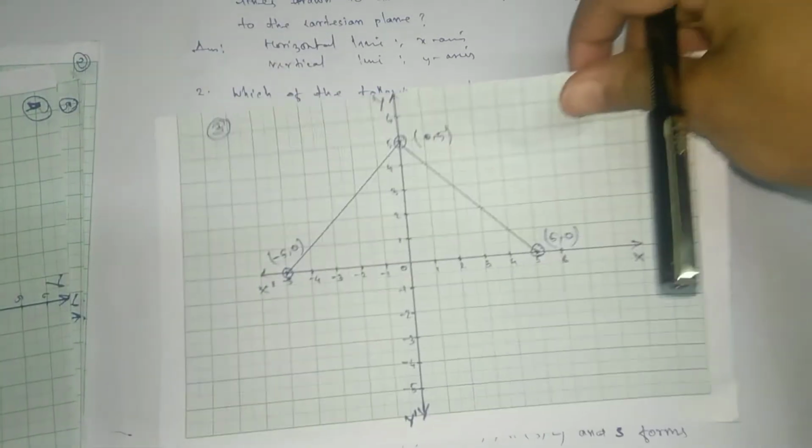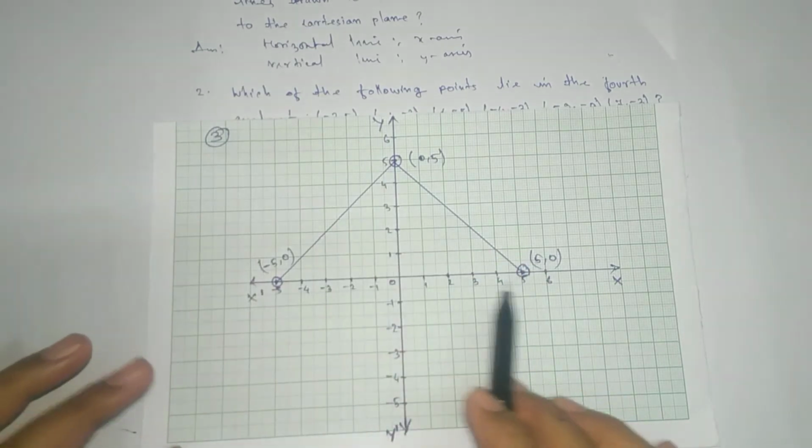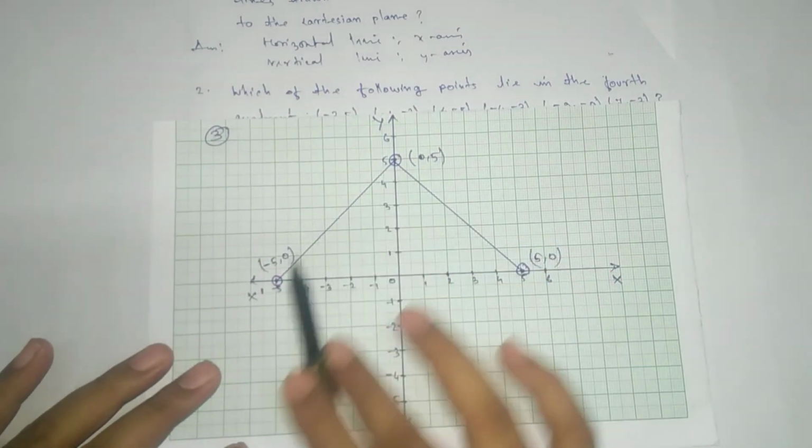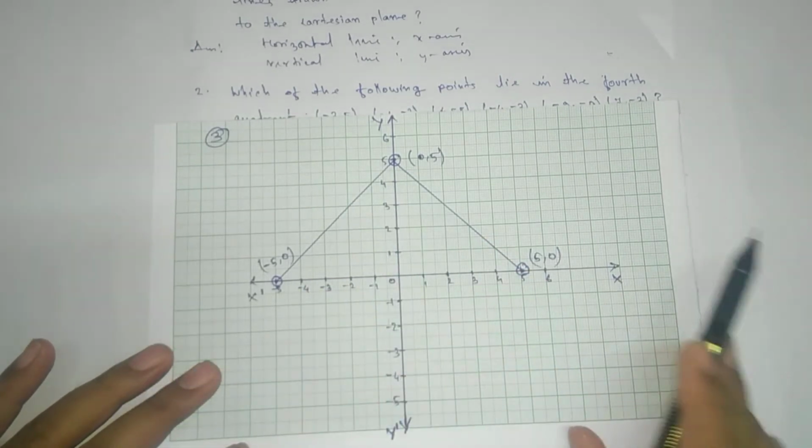So here we have the figure. You can look at the figure here. By looking at the figure, you can see that the distance of this side and this side are equal, but this one is quite different. So this is your isosceles triangle.